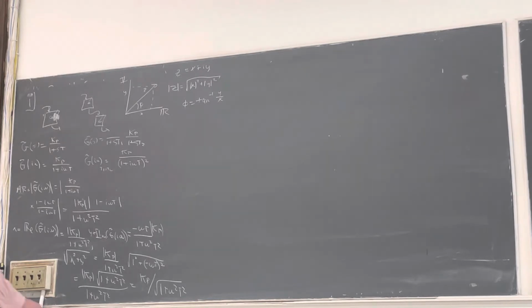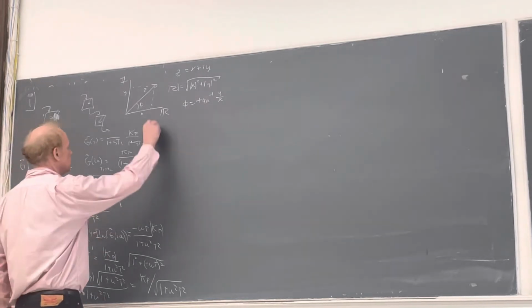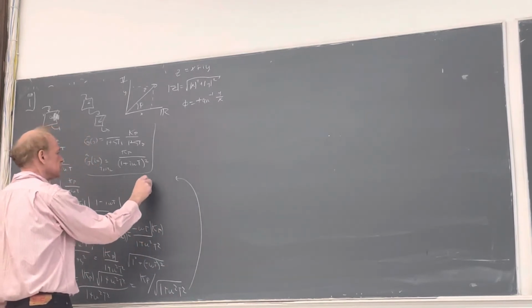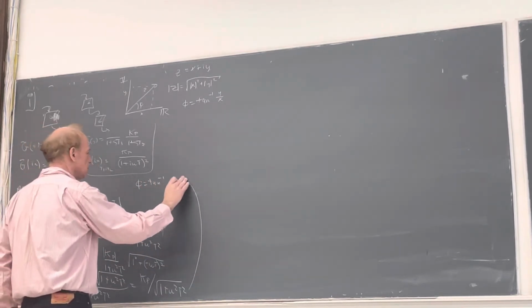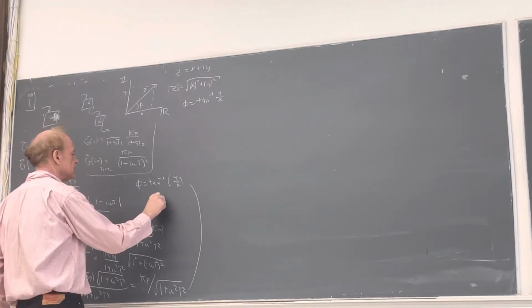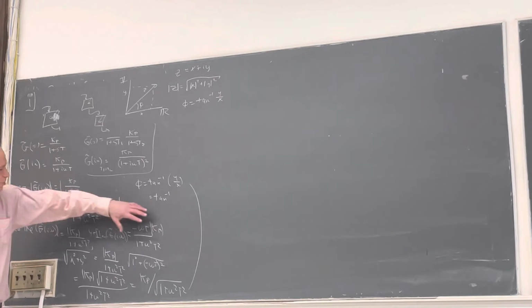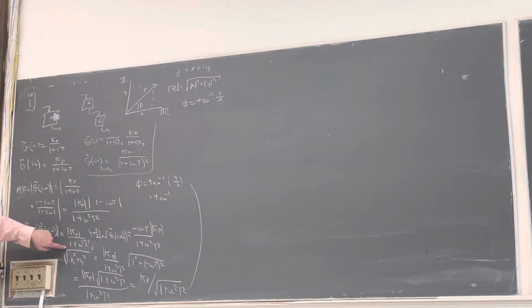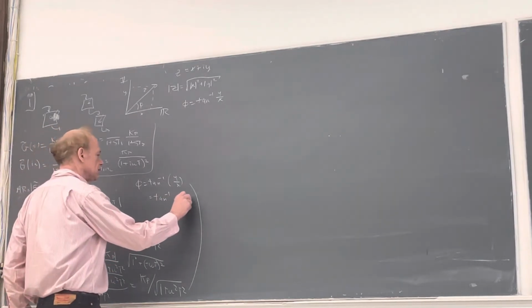And moreover, I can find phi, which is the arctangent of y over x, the arctangent of this guy over this guy. Well, this guy over this guy, the Kp and the 1 plus ω squared τ squared cancel, and I just have minus ωτ.